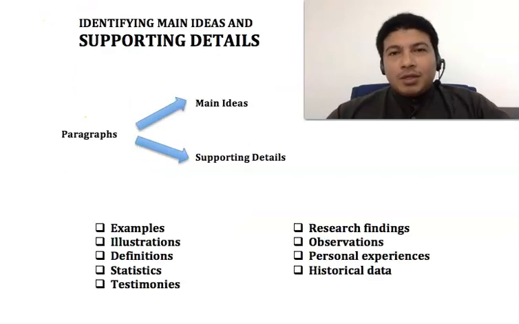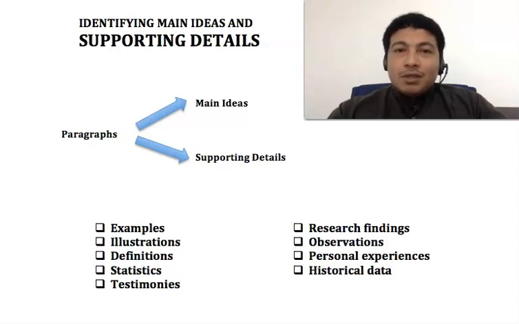There are different types of supporting details, and supporting details are included in a writing, in a paragraph, for the purpose of supporting the main ideas. So when we write, we don't just simply put the main idea as the main point, but we support our main point with the supporting details. We justify our main point with the supporting details.